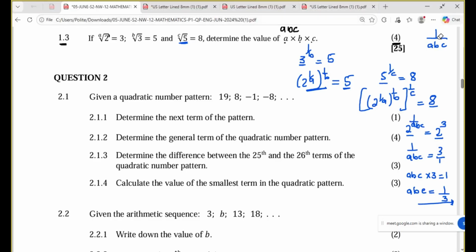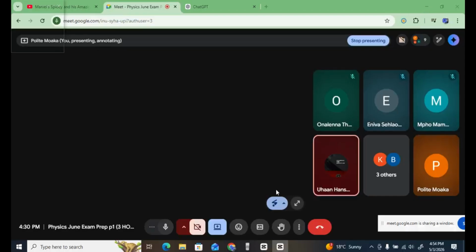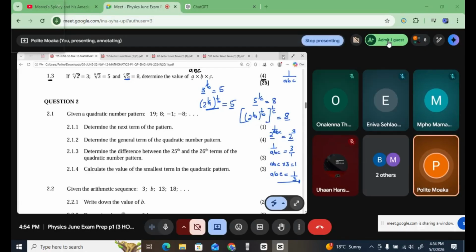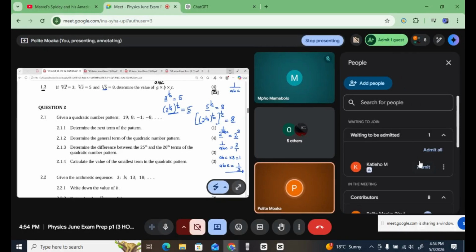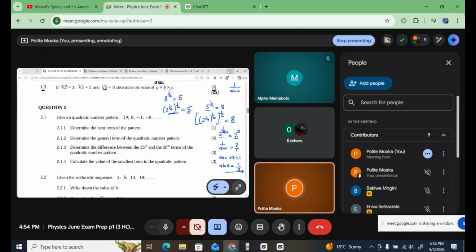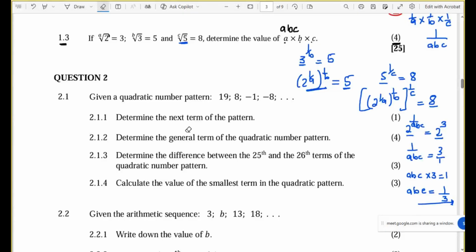You understand now? Yes. You know one thing about this type of question? These questions, guys, change every time. Every year, question 1.3, you'll get a different 1.3.